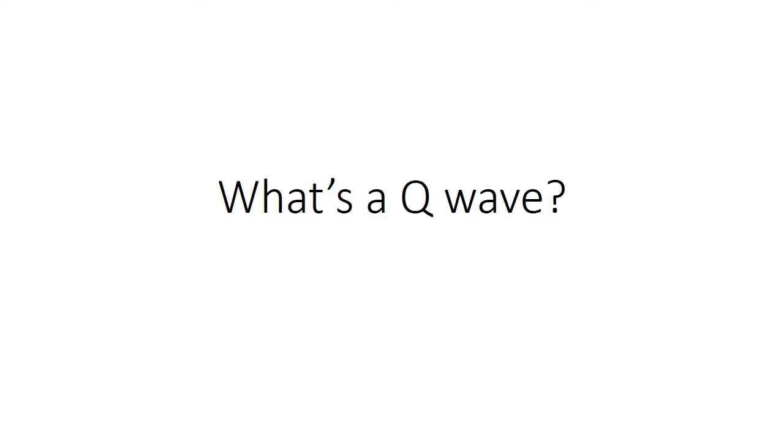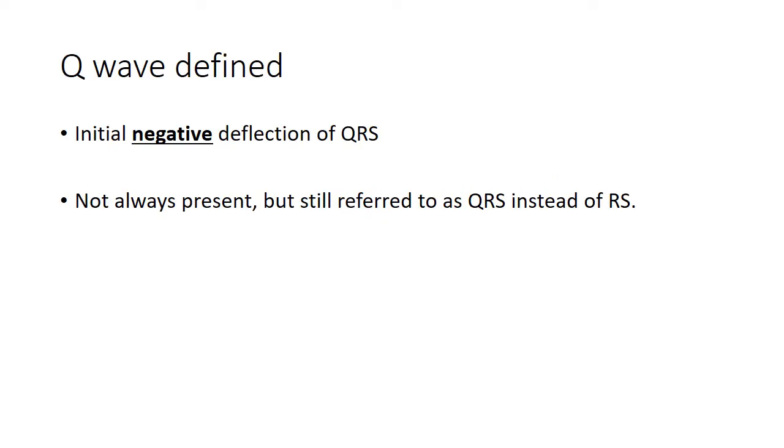So, in other words, what's the definition and at what point should you be concerned if you see a Q wave? Because not all of them are bad. And you won't always necessarily see one in the QRS complex, yet we will continue to call it the QRS complex even if there isn't a Q wave. So what does that mean?